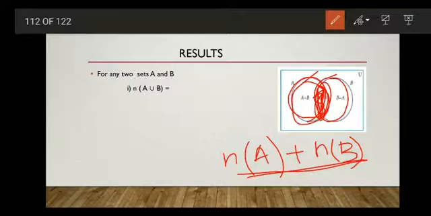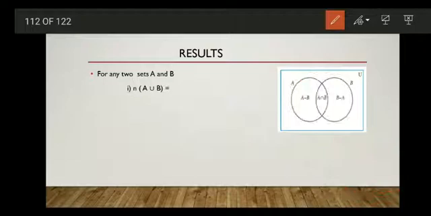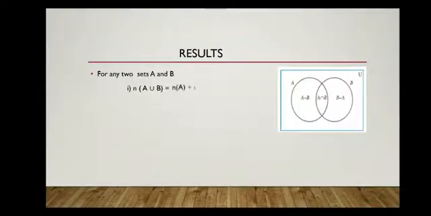The elements in this common portion are nothing but A intersection B, so we have to remove these elements. We are going to subtract the number of elements in the portion A intersection B, and this will give us the number of elements in A union B. So n(A union B) = n(A) + n(B) - n(A intersection B).